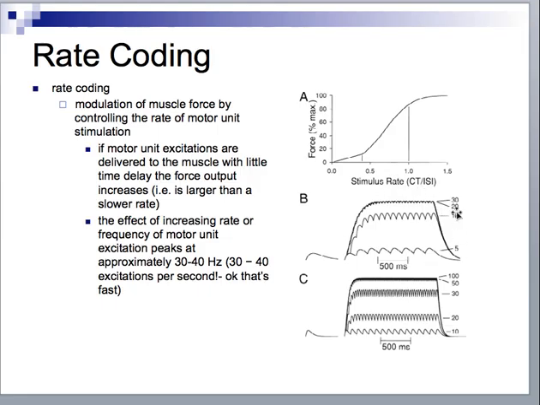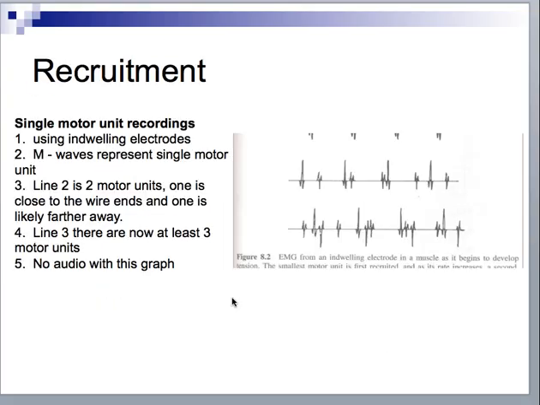That's what this graph indicates, and you'll talk a lot more about this in neuroscience, but essentially around 30 to 40 hertz is the peak amount of force augmentation you can get. Above that, you don't usually get increasing amounts of force output. So the other alternative is to recruit other motor units.